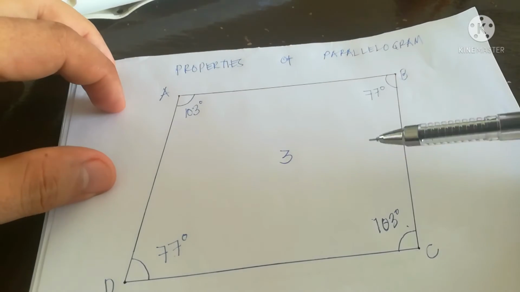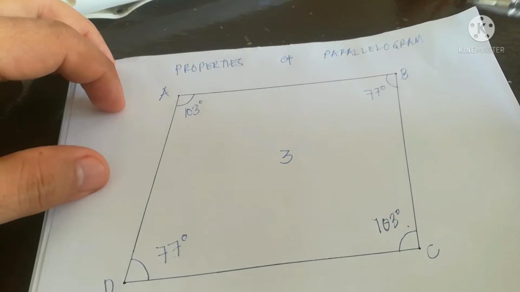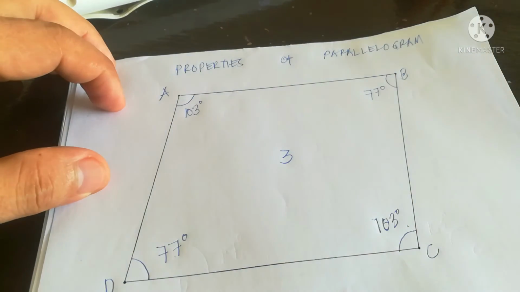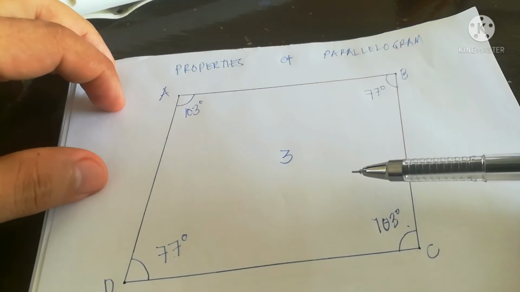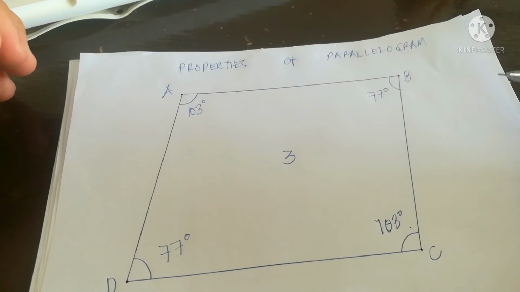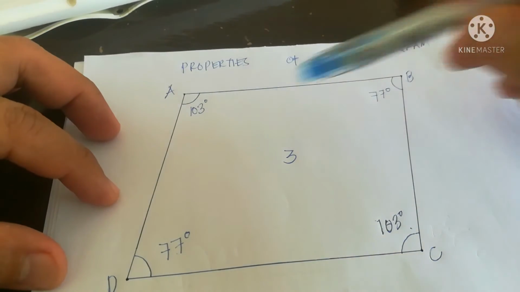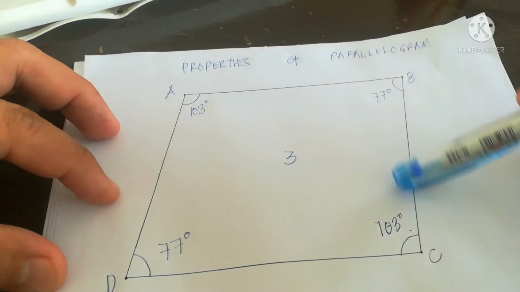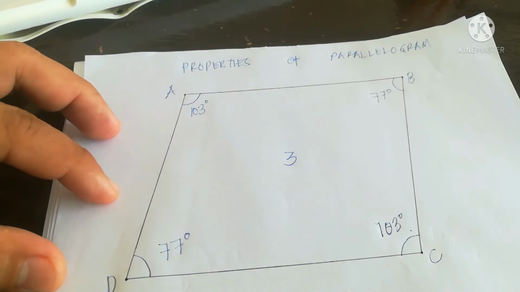So ma-relate na ni gaganina nga property number 2, ang ilang ka-opposite are equal. But in the third property of parallelogram, any two consecutive angles are supplementary. The sum is 180 degrees.